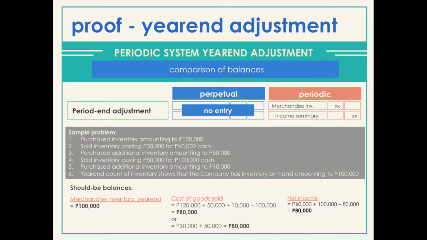Last, we compute for net income. We get this by deducting the cost of goods sold from the total sales during the period. Total sales from transactions 2 and 4 would be 60,000 plus 100,000 or 160,000. Deducting cost of goods sold of 80,000, we get a net income of 80,000.